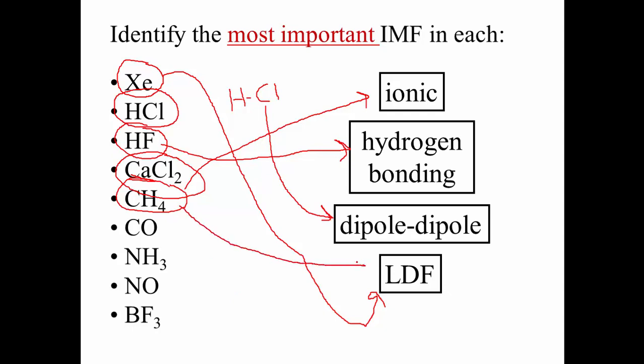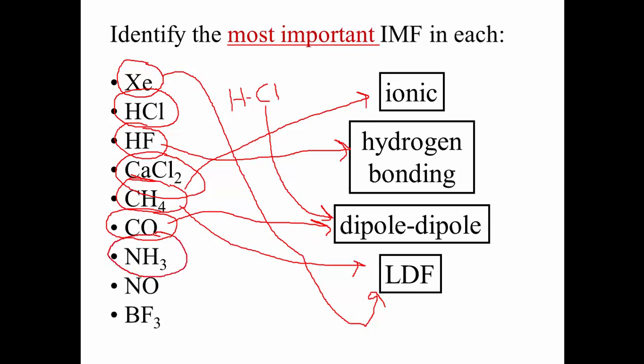It's going to be LDF. Carbon monoxide, a very simple molecule, two different atoms. So therefore, if you've got a linear molecule with just two different atoms, it is polar. So it can't hydrogen bond, so it's just dipole-dipole.